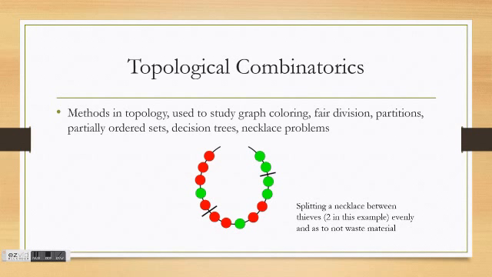Topological combinatorics. This one is like methods in topology, where we talk about graph coloring, fair division, partitions, partially ordered sets, decision trees, and the necklace problems, such as this one, for example.